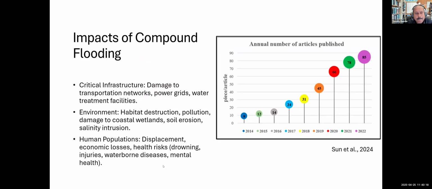So here is a number of articles which represent the research being done, which is increasing over time. This essentially reflects the amount of interest in studying compound floods and also trying to find some of the solutions.